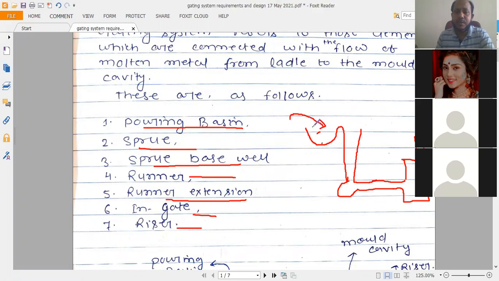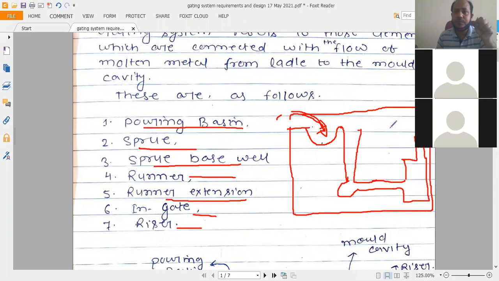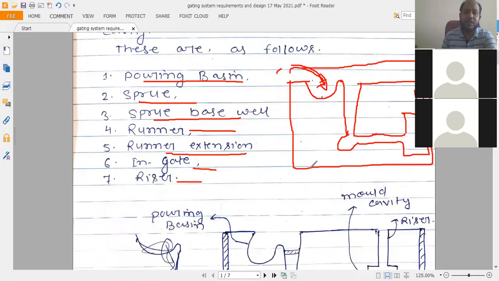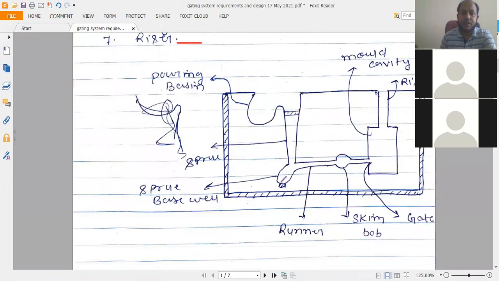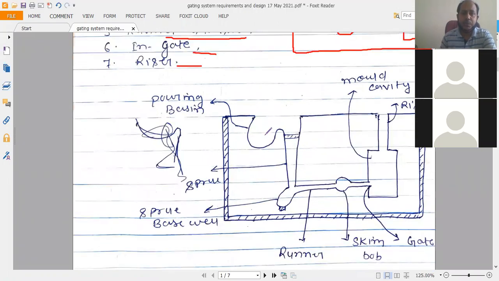The molten metal will be poured through the ladle, onto this equipment called the pouring basin. This whole equipment is kept on the molding flask, that is, the cope and drag part. These are inside the cope and drag part where we pour the molten metal. The figure here is the correct figure I have made. So this one is the pouring basin.